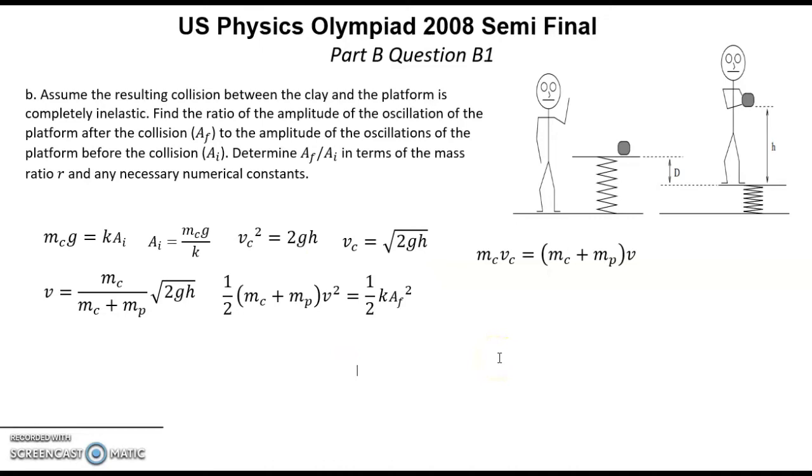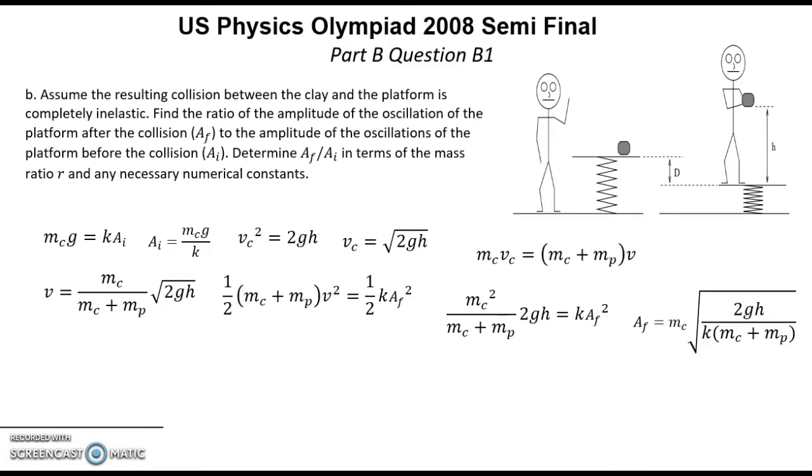This is our kinetic energy going to potential energy for the spring with a new amplitude AF. Now we can count what is the new amplitude. We have this expression, and the amplitude will be this one. Now we can count what is the relation between final and initial amplitude. So we have to divide this expression by this expression, and we will get this formula.